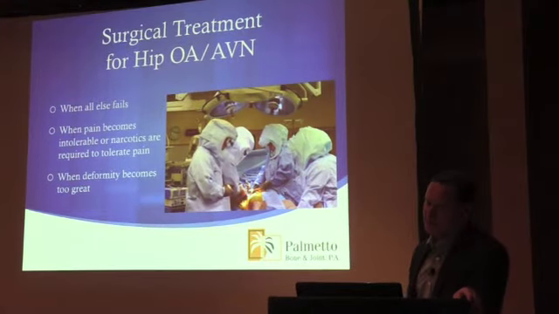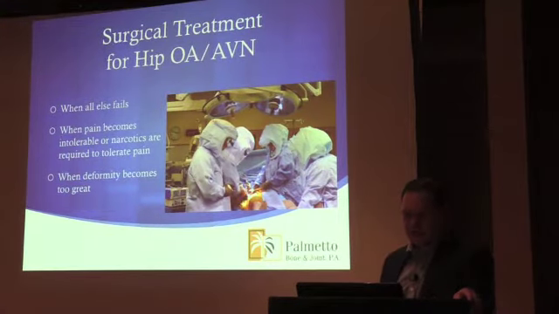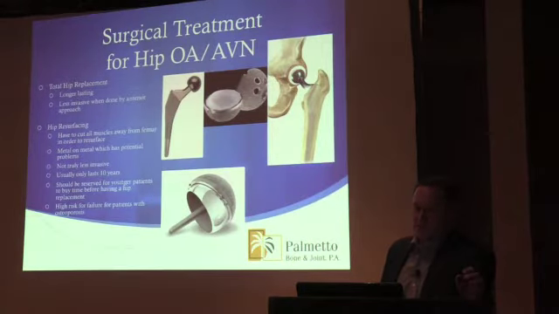So surgical treatment for hip problems is really what you want to use when everything else has failed, when the pain becomes intolerable and narcotics are required to tolerate the pain, or if the deformity becomes too great, like the x-rays we saw with avascular necrosis. So when we talk about surgery for a hip replacement, there's really two options at what you could do.